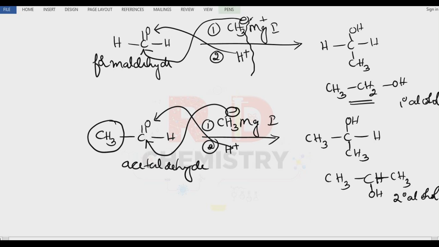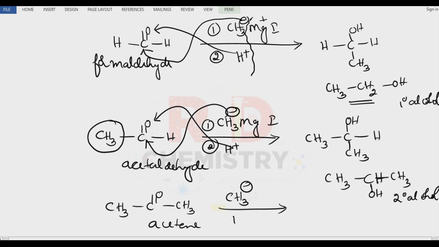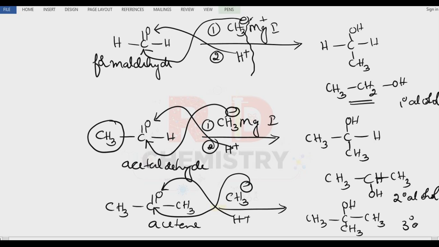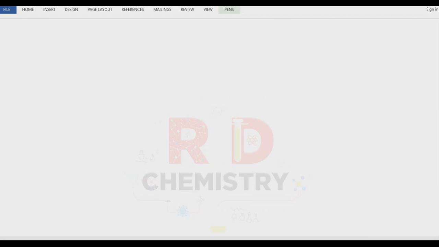Let me go for ketones now. Ketones, CH3, C double bond O, CH3. This is one of the ketones. This is acetone. Let me take Grignard reagent. So I'll write only the R minus part and H plus here, correct? So CH3 minus goes to carbon and hydrogen goes to oxygen to form OH, and the carbon oxygen becomes a single bond. So we'll get CH3, then COH, then CH3, then again CH3. This is called the tertiary alcohol. Clear? Tertiary alcohol, right?